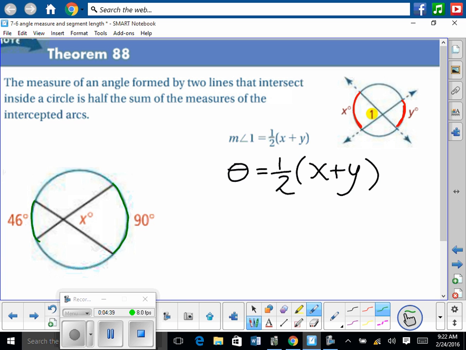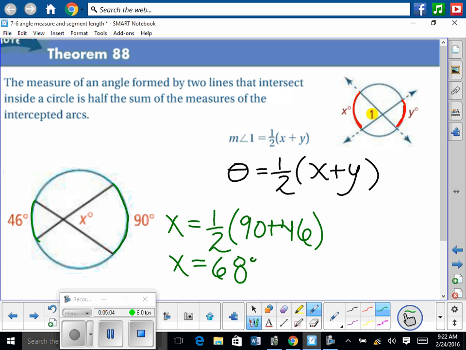So we know x will be equal to 1/2 times 90 plus 46. So you'll take your calculator. 90 plus 46, 136. So we have x is equal to 136 times 1/2, which also means divided by 2. So x is 68 degrees. Everybody comfortable with that? Okay.